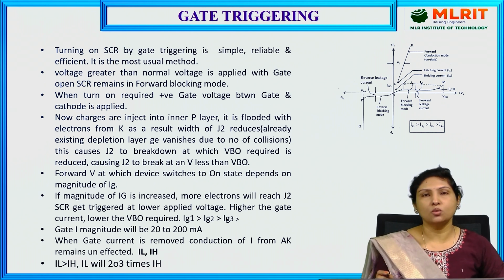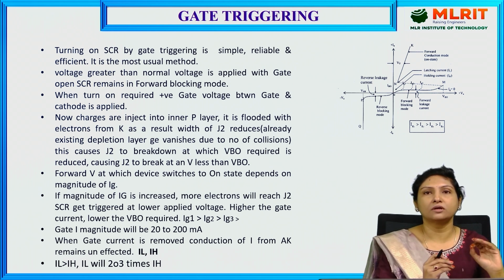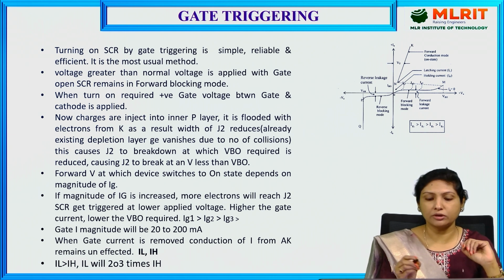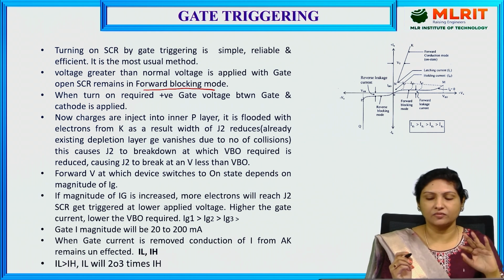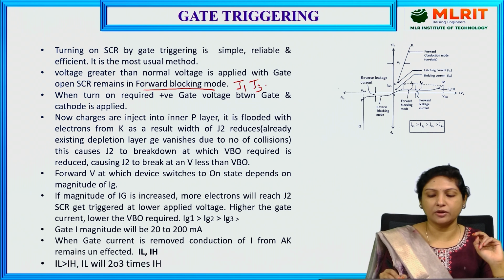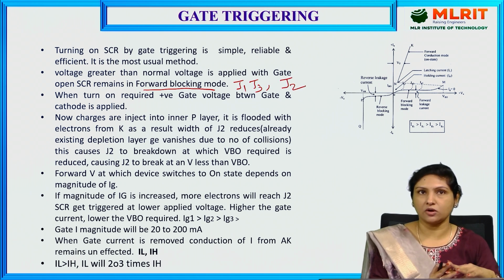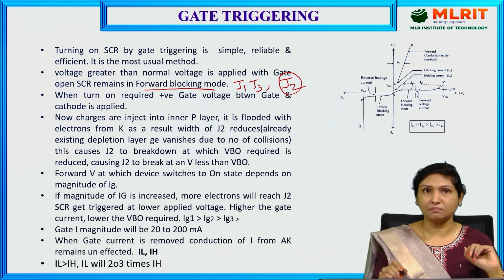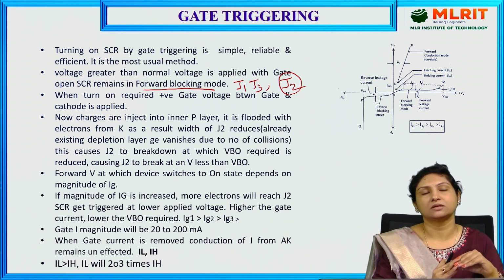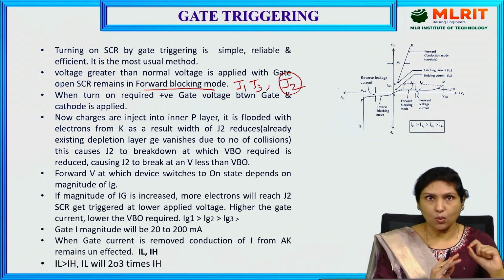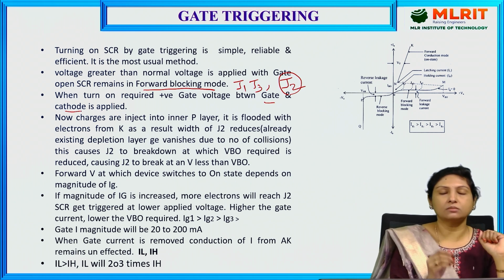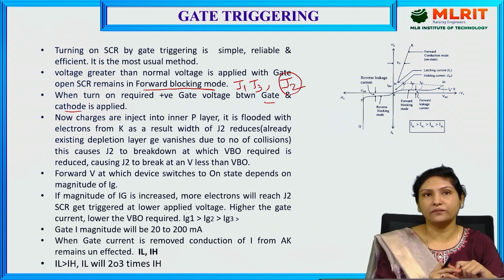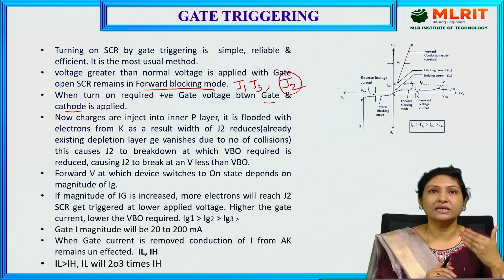Voltage greater than normal voltage is applied with the gate circuit open. In that case, the SCR remains in forward blocking mode. As I told you, forward blocking mode is the mode where the device is ready to conduct but not in the conducting state. That means J1 and J3 will be forward biased, whereas J2 remains reverse biased. And if we can break this J2 by some means, we can bring the thyristor into the on state. So when turn on is required, a positive gate pulse voltage between the gate terminal and cathode terminal is applied. So now charge carriers are injected into the inner P layer.